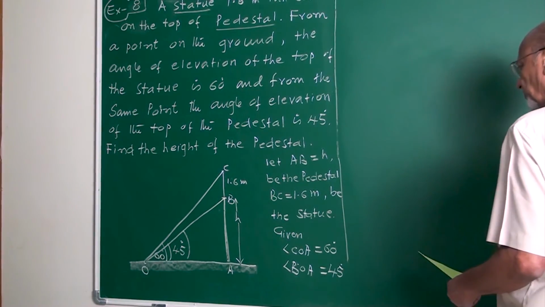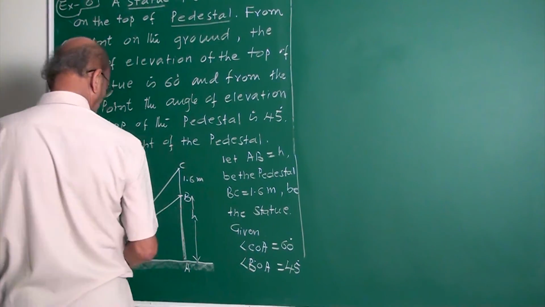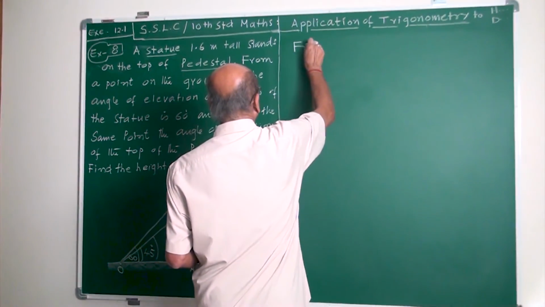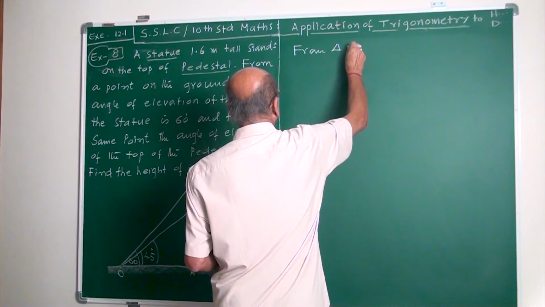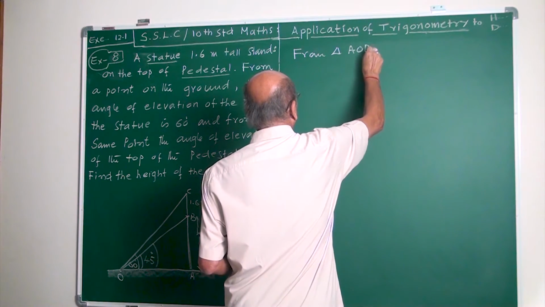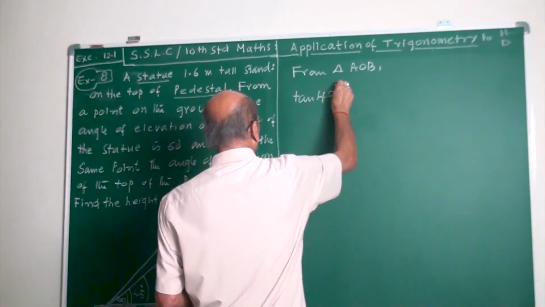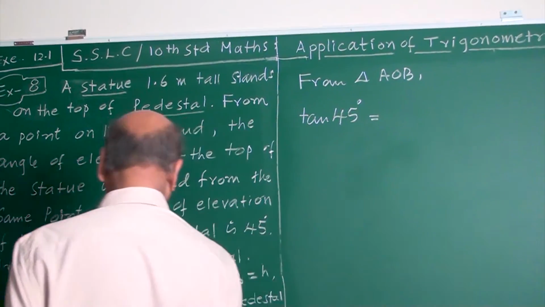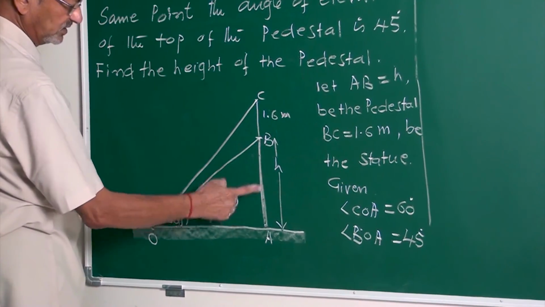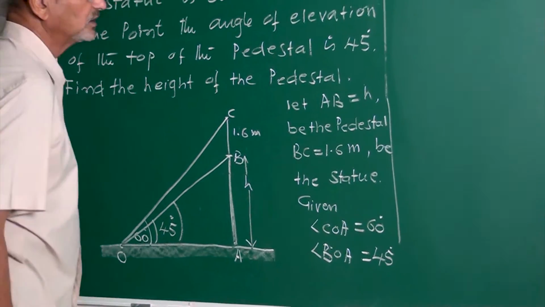Yes, right. For tan 45, you have to take triangle AOB first. Tan 45, you have to take. This is, my friend, the small triangle. Tan 45: what is the opposite side? AB upon OA.